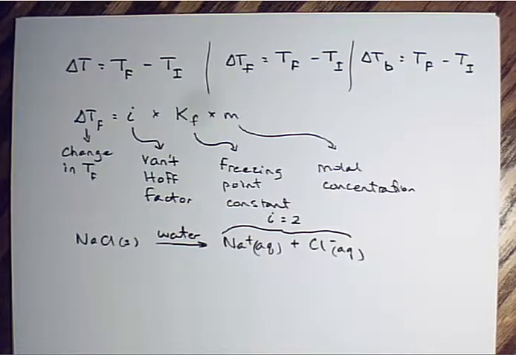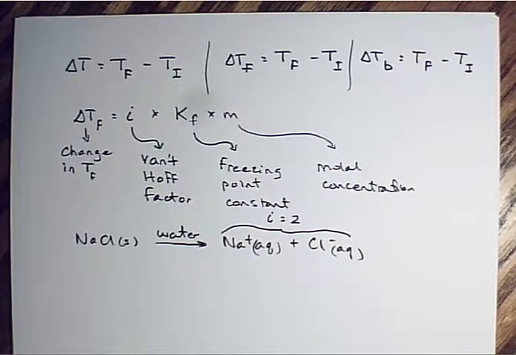So, is sugar ionic? Sugar's not ionic. It's a covalent compound. What's the Van't Hoff factor for sugar? 1. It doesn't break up. It's just 1. How about ammonia? Is ammonia ionic? If we dissolve ammonia in water, what's the Van't Hoff factor? 1. It's not ionic or acidic.